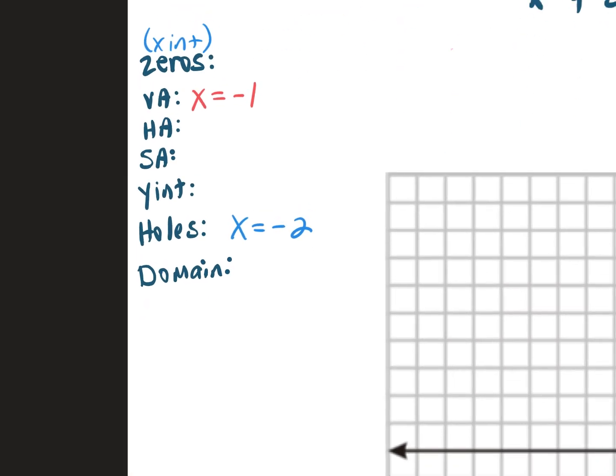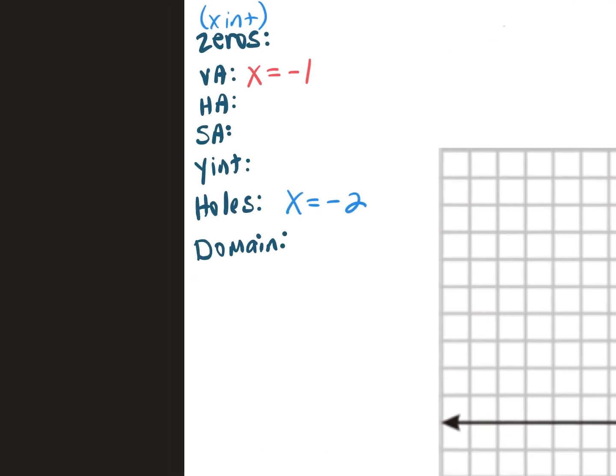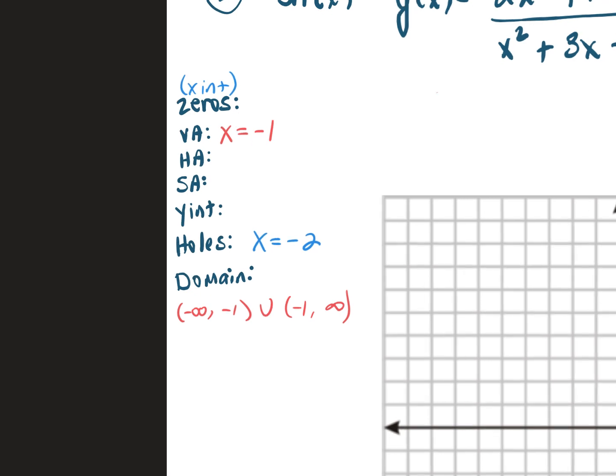Let's talk about our domain. Based upon our vertical asymptote, what's our domain? Negative infinity to negative 1, union, negative 1 to infinity. We're going to revisit that in a minute. All right, so let's move on. Let's find some other stuff.